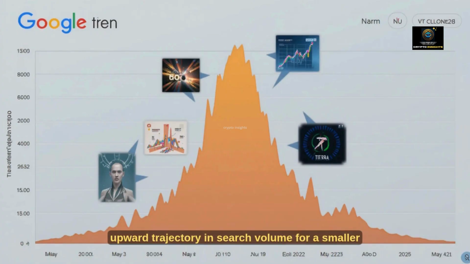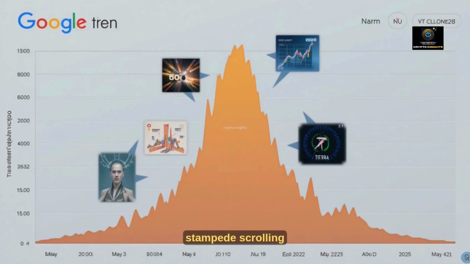A sustained upward trajectory in search volume for a smaller cap altcoin coupled with positive development updates can be an incredibly strong bullish signal before a major price breakout. You're seeing the crowd gather before the stampede.